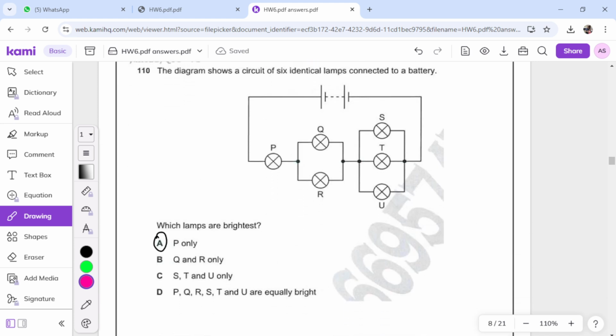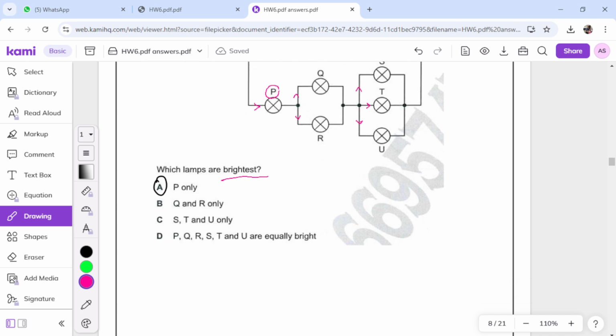Now the diagram shows a circuit of 6 identical lamps connected to a battery. Which lamp is brightest? That means it has the highest current. So as you see, B is the brightest because it has the highest current. In R and Q the current will be split. It will be split here. So the brightest is B.